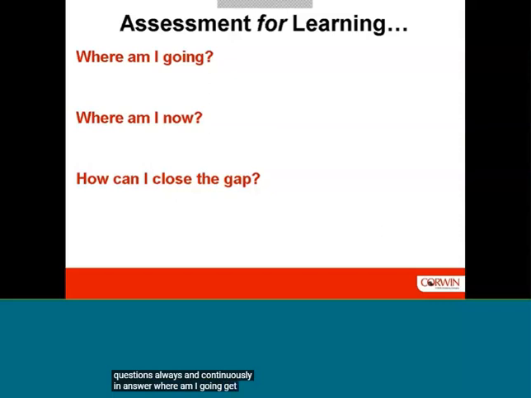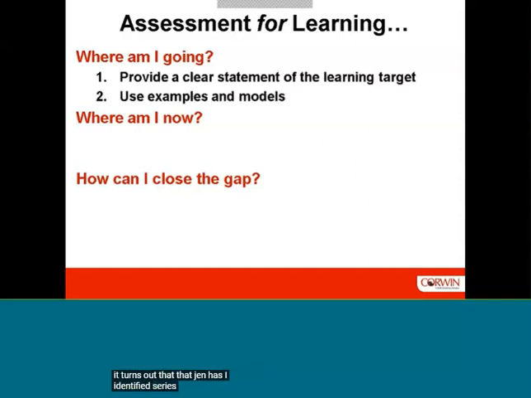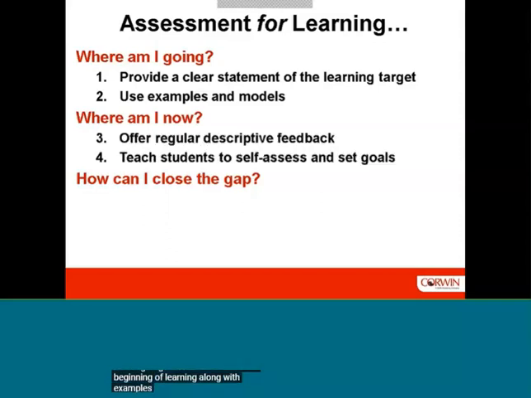Where am I going? Where am I now in relation to where I'm going, and how can I close the gap between those two? Notice where the locus of control resides in that question. Now, it turns out that Jan has identified a series of very specific strategies. For example, provide clear learning targets to students from the beginning of learning, along with examples. To help them know where they are now, things I said to you before are going to become relevant. Provide regular access to descriptive feedback so I know where I am now in relation to where I want to be.